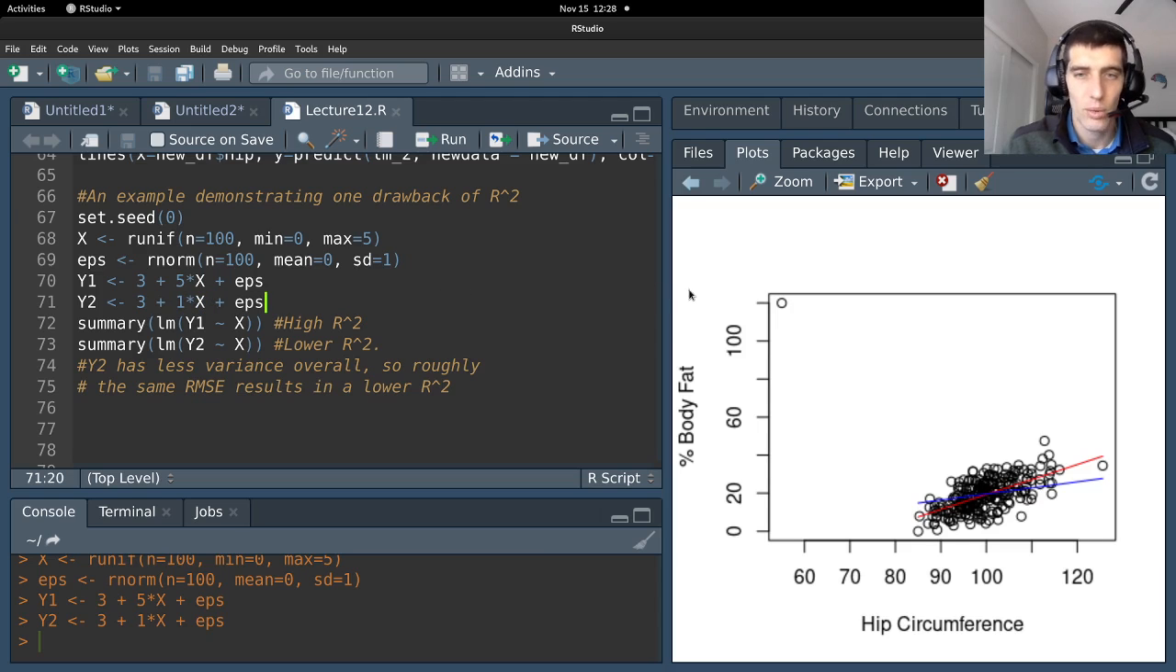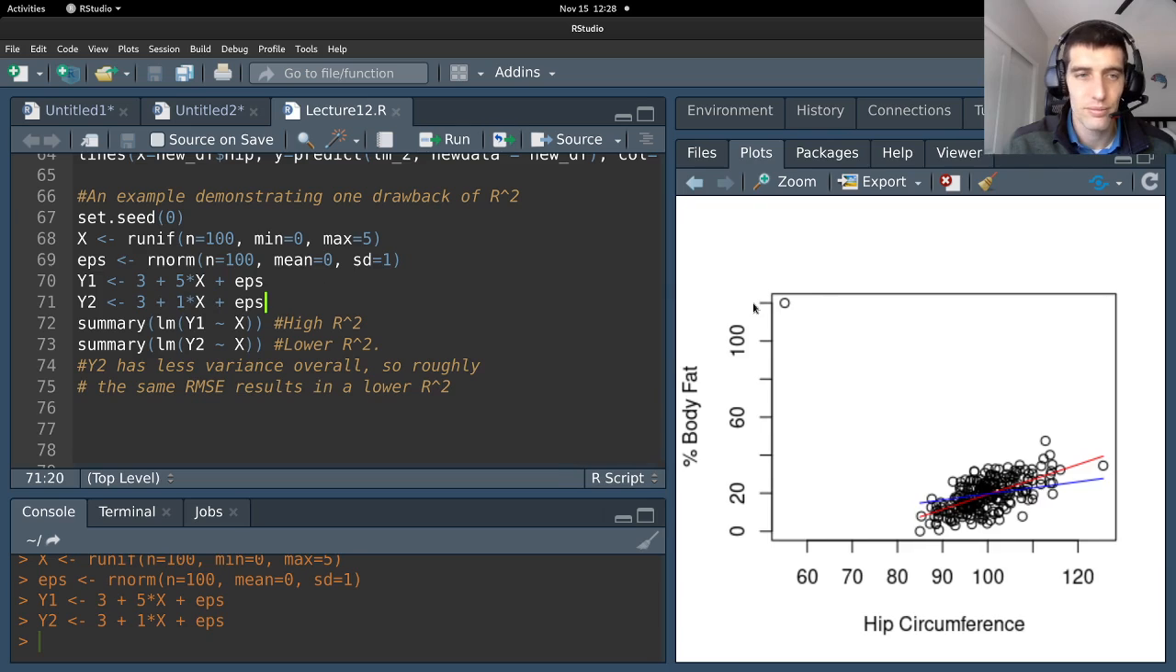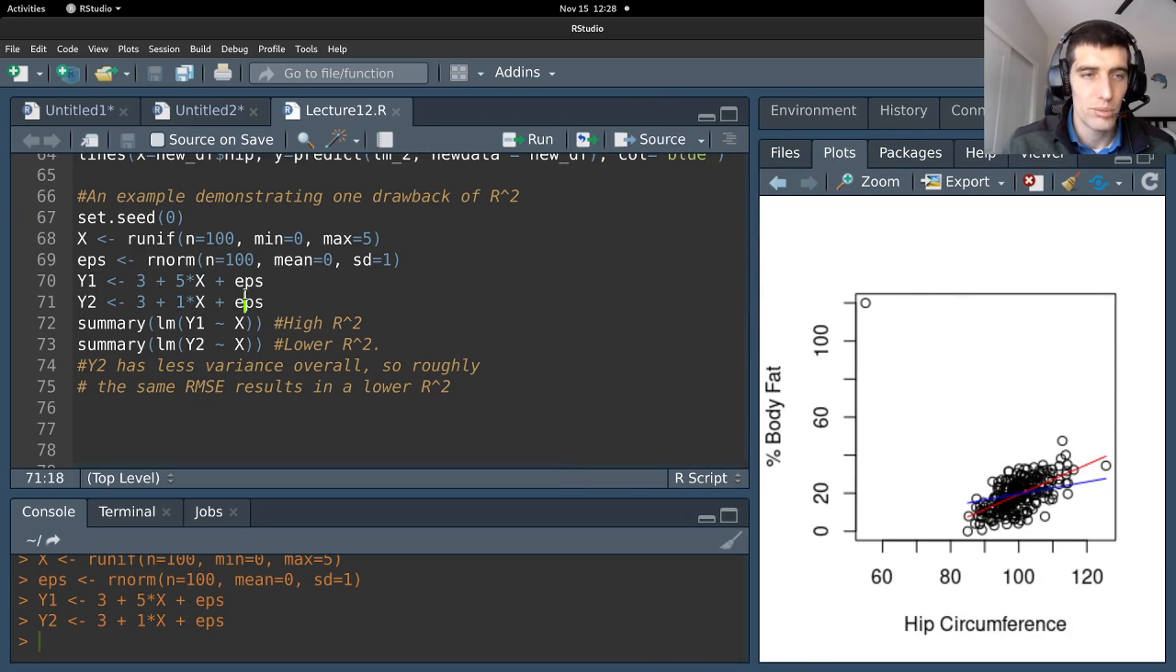So question, which of these two models has less error?